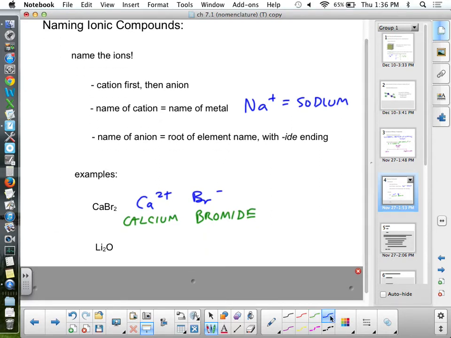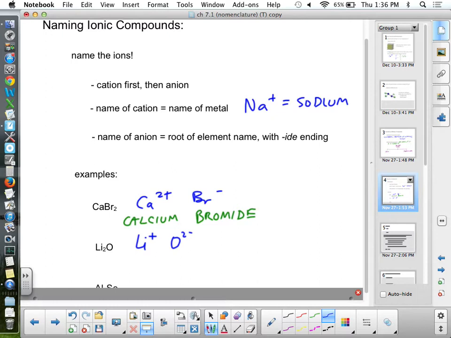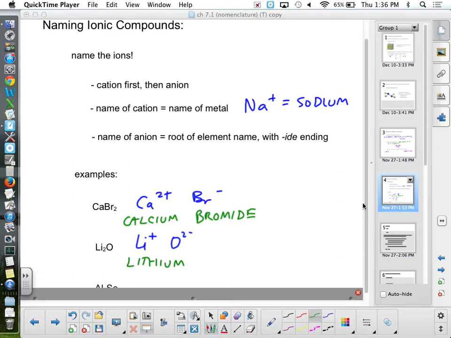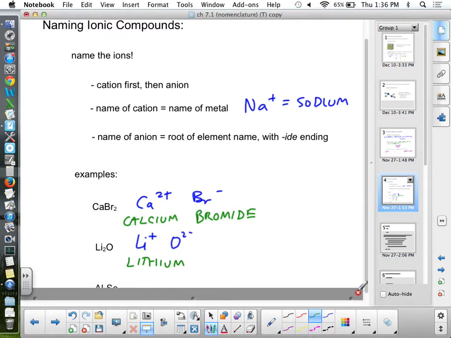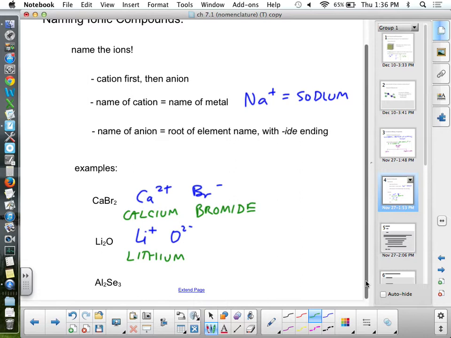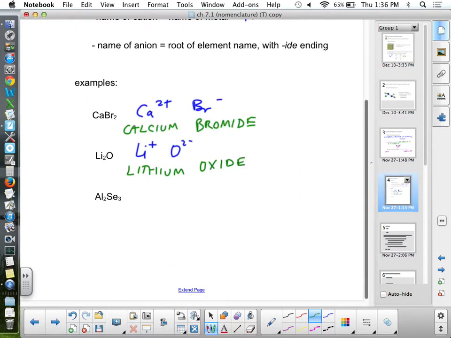Li2O, I know that this consists of Li+ cations and O2- anions. So I will name the cation lithium. In this case, for the anion, I'll take the root of the element oxygen and add the -ide ending, so this becomes lithium oxide. Why don't you pause the video and try the last one for yourself?